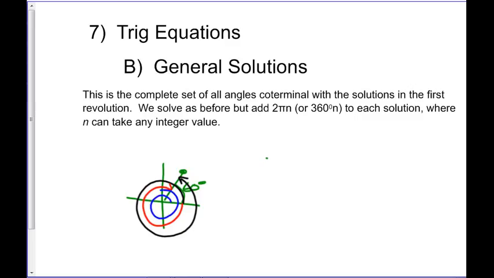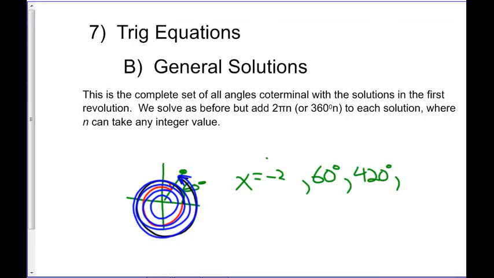So I could have all this. Still going to be a solution. So on an unrestricted domain, if one of the answers is 60, there's another solution at 60 plus another revolution, or 420. That red one backwards would have been negative 300. You'd have another one at 780, and so on, forever.